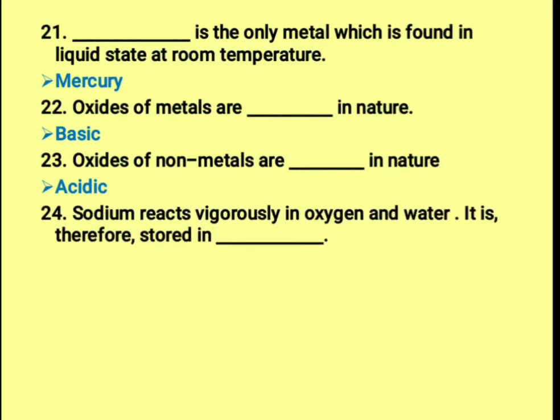So remember that oxides of non-metals are acidic in nature. The next is, sodium reacts vigorously with oxygen and water. It is therefore stored in dash. Because sodium is reacting with oxygen and water, that's why it is stored in kerosene.